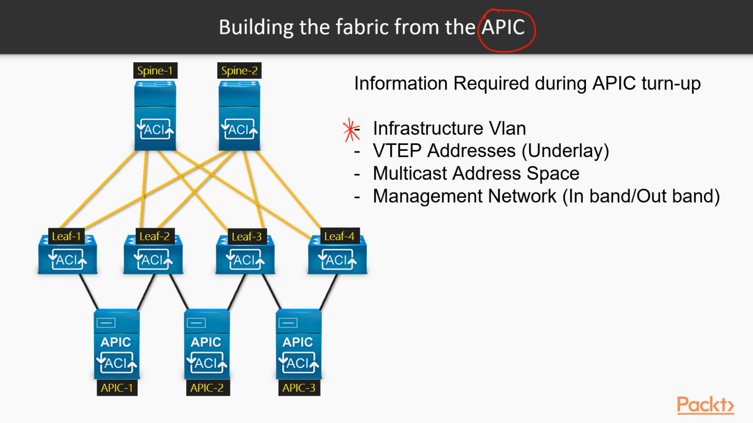One of the questions that it's going to ask is the infrastructure VLAN. Let's explain what an infrastructure VLAN is. It's basically a VLAN that is just going to be used for internal communication between the ACI fabric components, the APIC, the leaves, and the spines. It's something that you're not going to be working with on your production environment or your tenant networks. It's just a VLAN that allows internal communication for any ACI related operation.